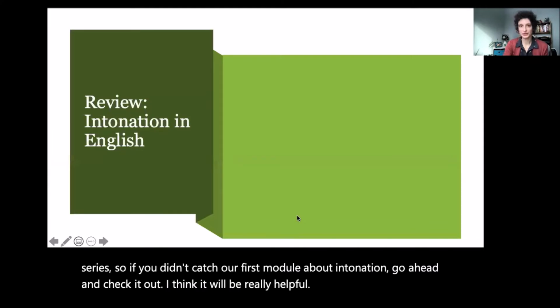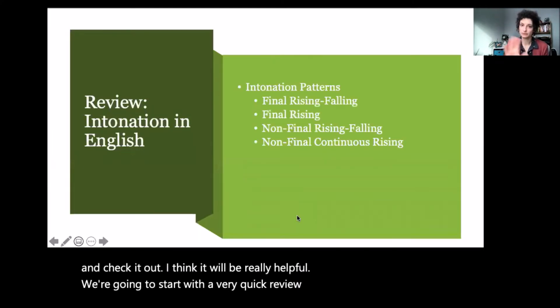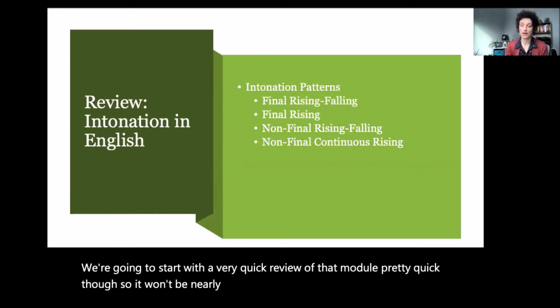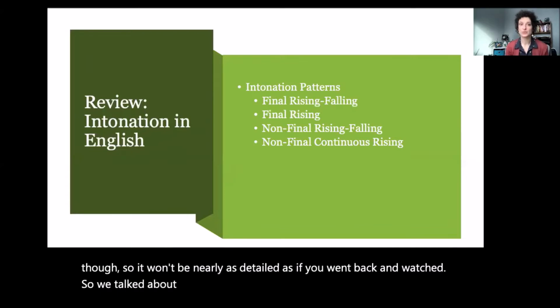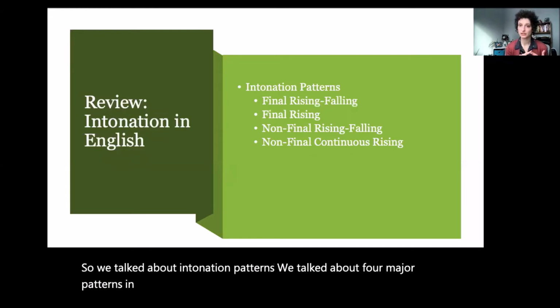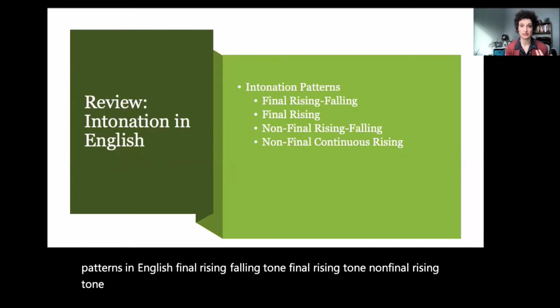We're going to start with a very quick review of that module, pretty quick though, so it won't be nearly as detailed as if you went back and watched. So we talked about intonation patterns. We talked about four major patterns in English: final rising falling tone, final rising tone, non-final rising tone, and non-final continuous tone. And we're going to look a little bit more at some of those today.